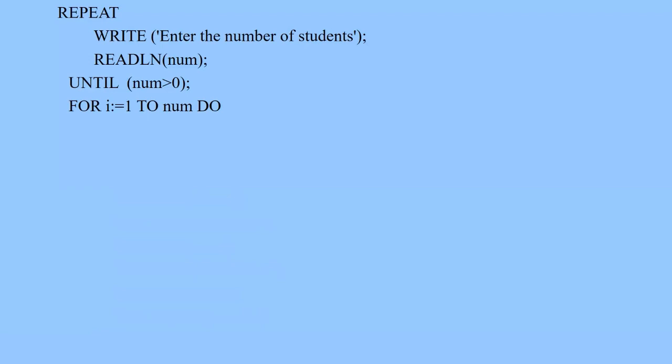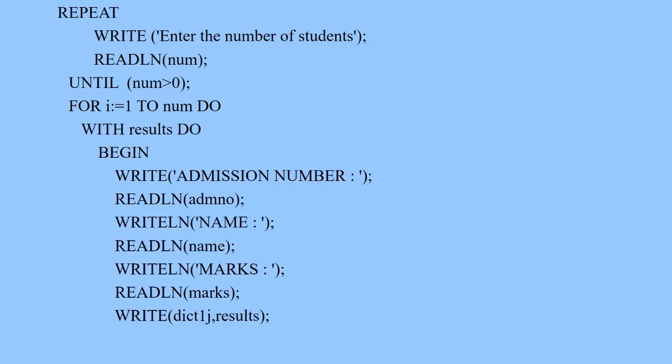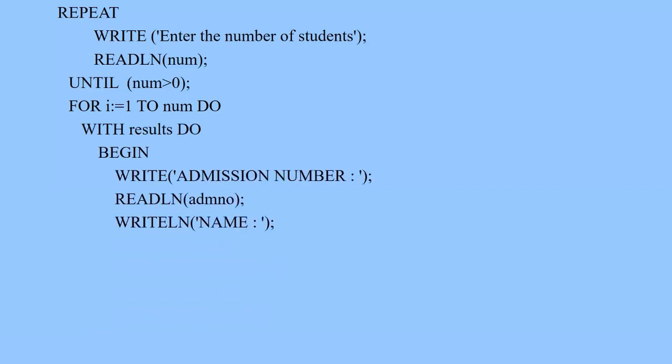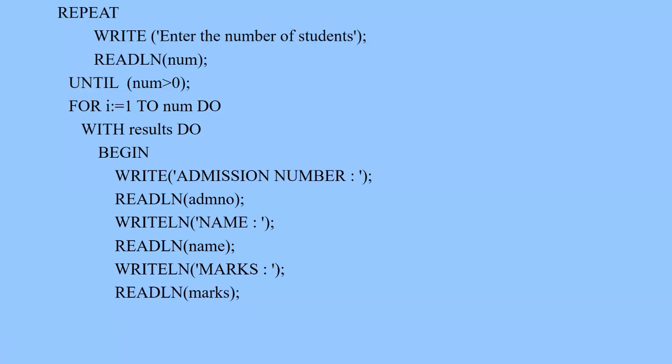I is incremented to 2. Is 2 less than the num? If yes, you repeat the following. So this will continue until the value of the counter is no longer equal to or less than num. So once it is more than num, the loop is supposed to terminate or end, because all the details for all the students will have been captured.